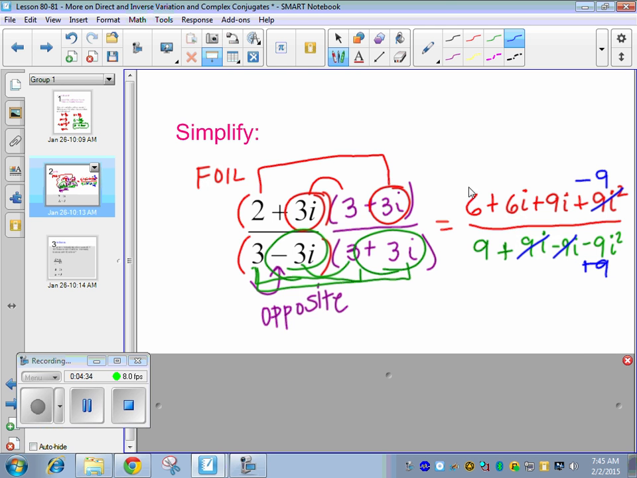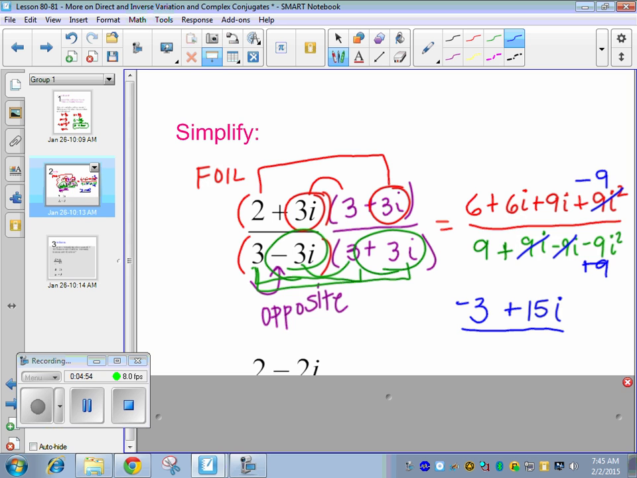And we can add at the top. So I have 6 minus 9 is negative 3. And I have 6i plus 9i is 15i. And we should always end up with a nice number in the bottom with no i's. No more i's. So 9 plus 9 is 18. Does this simplify? Yeah, what are all those numbers divisible by?